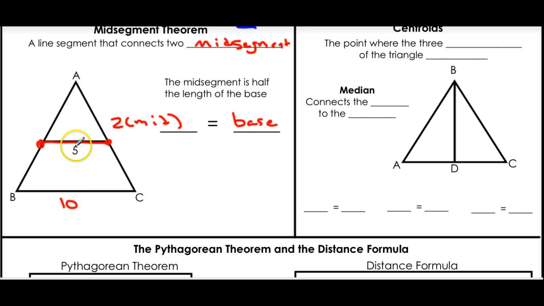Another example you might see is they give you the midsegment is, let's say, x plus 2. And they tell you that the base is x plus 3. To find out what x is, you would have to do 2 times the midsegment, which is x plus 2, equals the base. And you solve this question. So just double the midsegment, and that gives you your base.